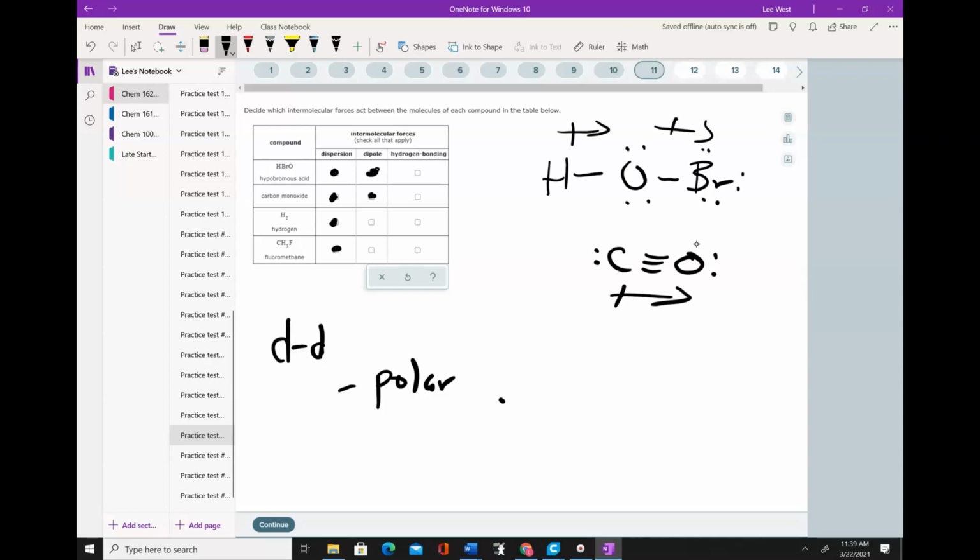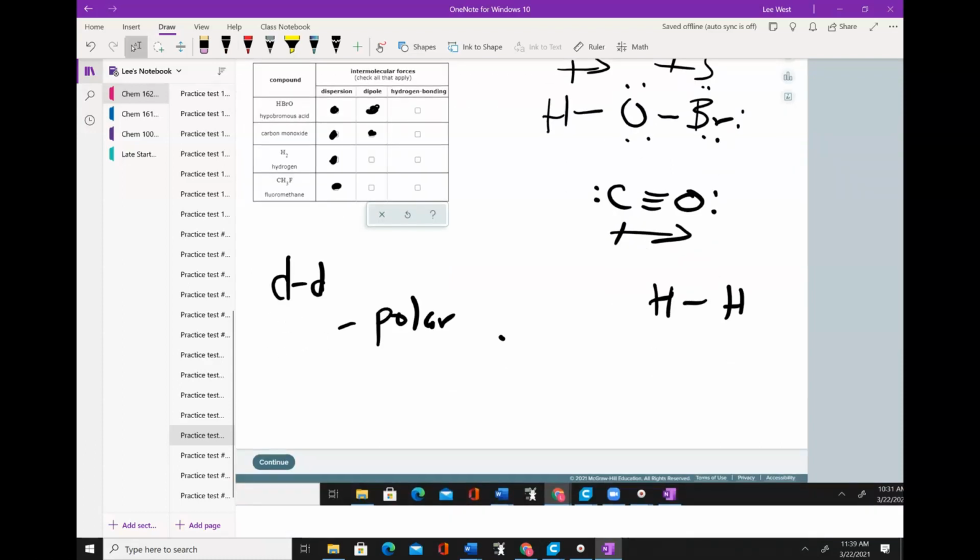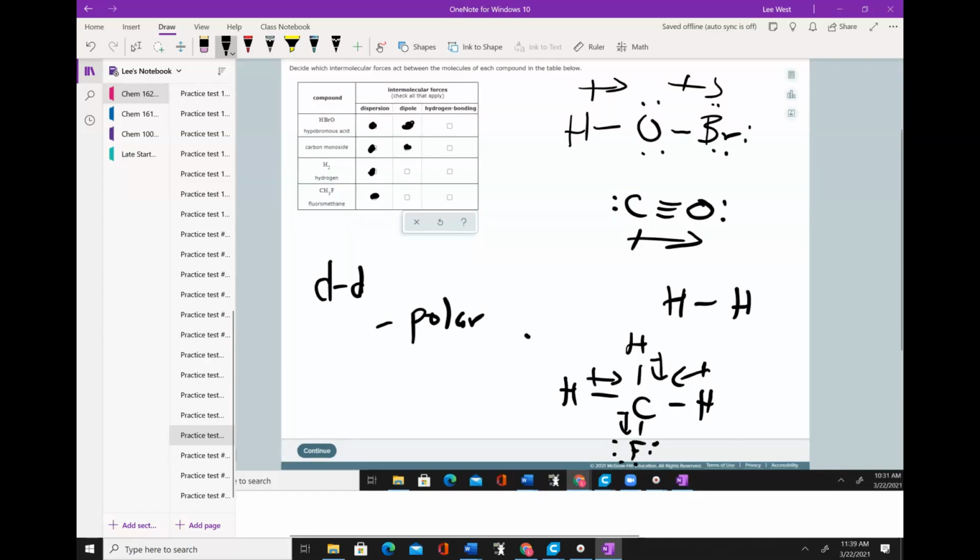Now this one, I should point out that it's probably polar like that. H2 is 2 identical atoms. 2 identical atoms bound together are not polar. And then finally we've got fluoromethane. We've got carbon with 3 hydrogens on it, and then a fluorine there, and you can see immediately that that is most definitely going to be polar. So that will have a dipole.